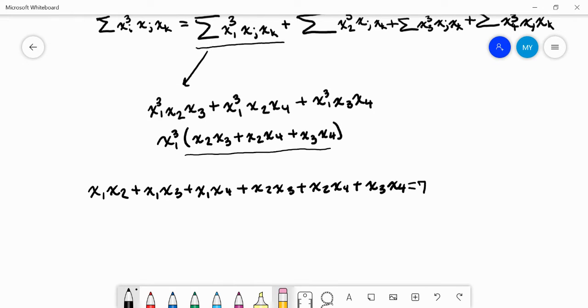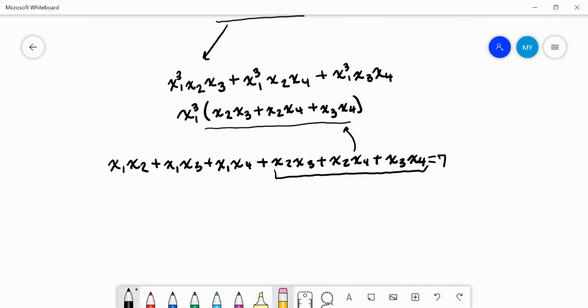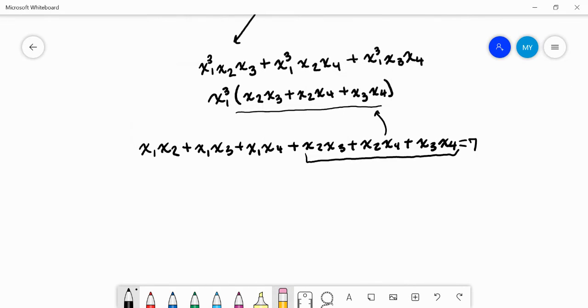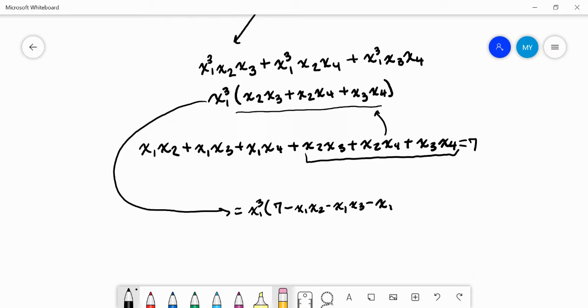Alright. But now, notice that we have this part, which is exactly the same as the thing we had in here. So we can substitute this back in to get that this sum is equal to x1 cubed times (7 minus x1 x2 minus x1 x3 minus x1 x4). And we can factor out the x1.